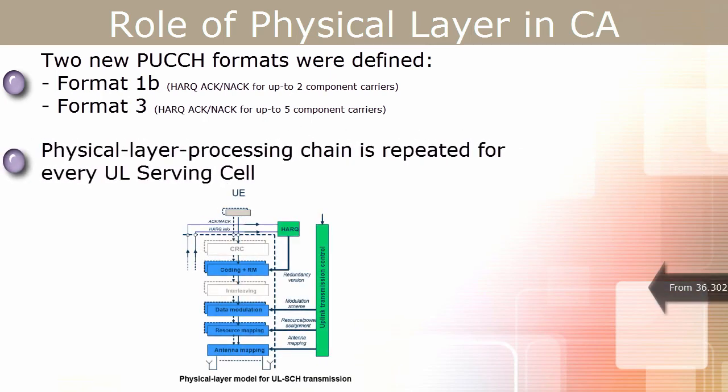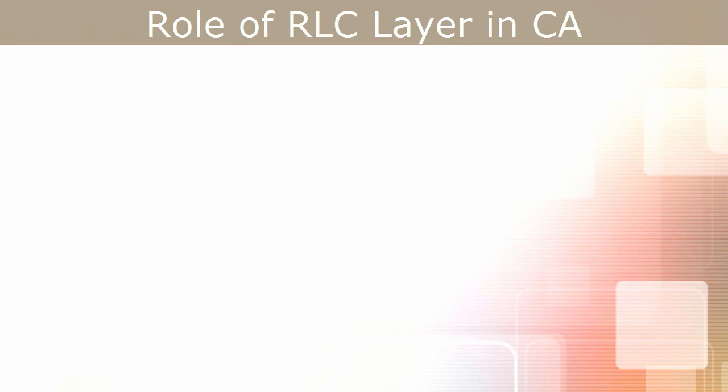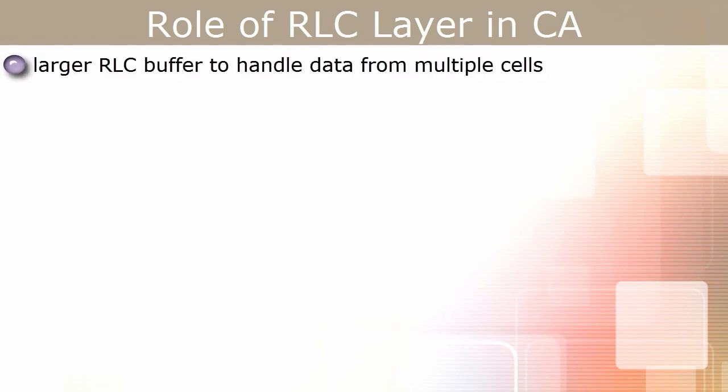There is one physical layer per secondary cell. The physical layer processing chain shown in this figure is repeated in UE for every uplink serving cell. Only impact at RLC layer was to have larger RLC buffer to handle data from multiple cells.